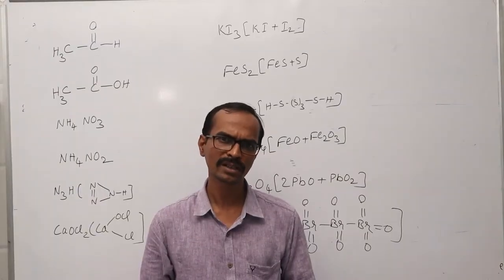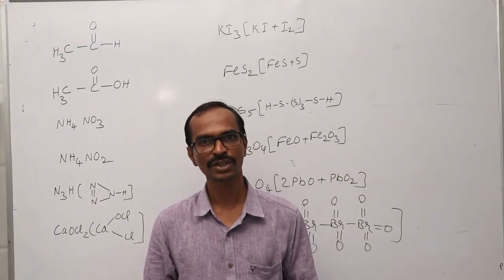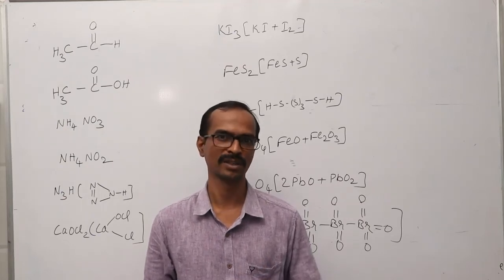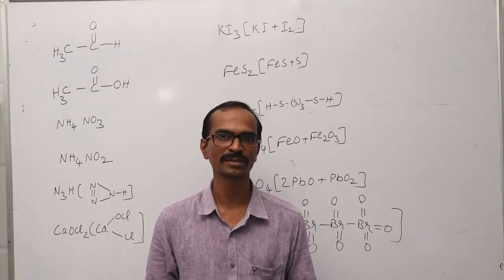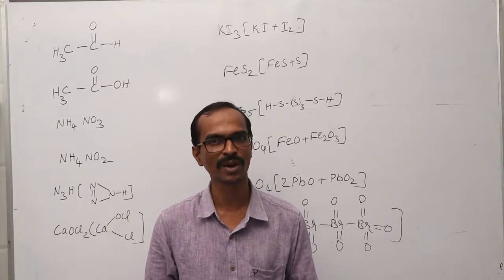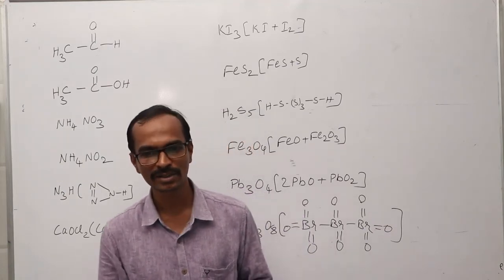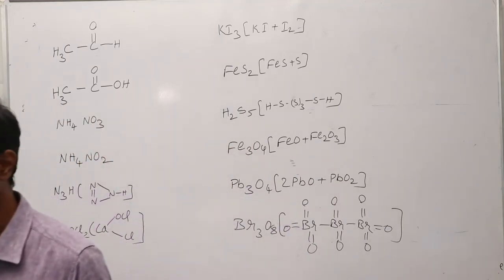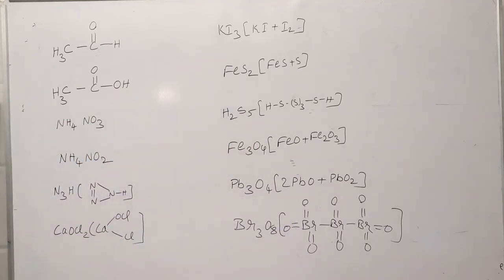Now let us see few more examples in which more than one kind of element is present, more than one element whose oxidation number we have to calculate. So let us see here. We are having acetaldehyde molecule over there.